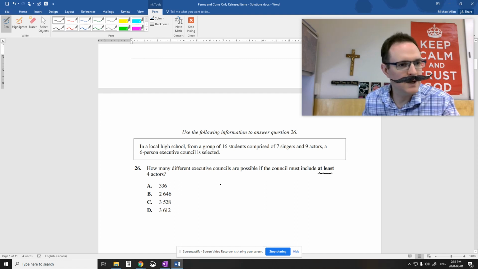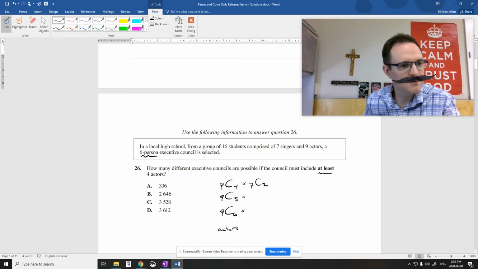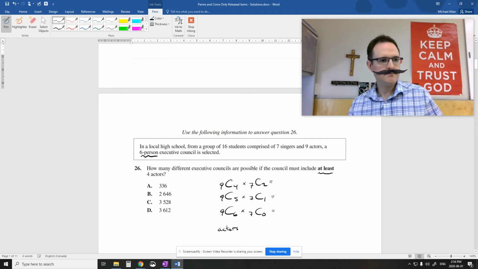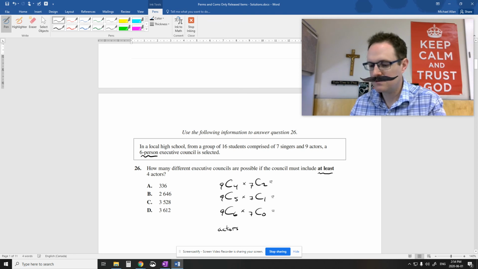Okay, so we have 9 actors. I want 4 actors, or 5 actors, or 6 actors. Those are my only 3 cases I can actually have here, because I have to go up to 6. I thought there'd be more because you can go up to 9, but nope. And then we have 7 singers. So if I had 4 actors, I would have 2 singers to fill out that council. With 5 actors, I have 1 singer to fill out this council. With 6 actors, I have 0 singers. Then we're going to find all of these numbers, so a little bit of extra work here. Let's see, 9C4 is 126.